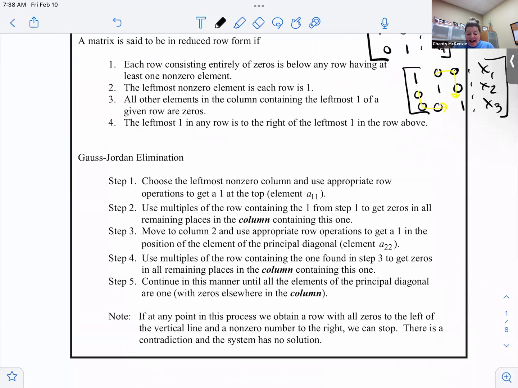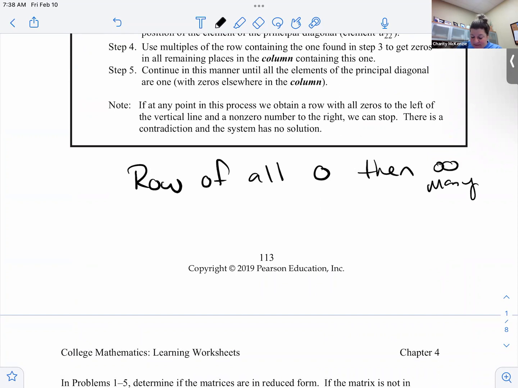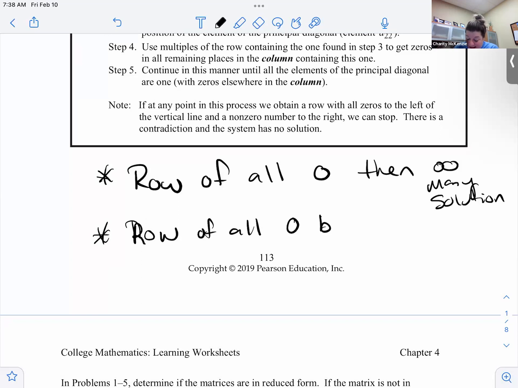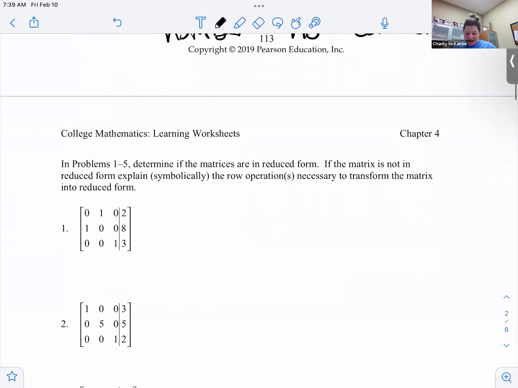So that's our goal. If we have a row of all zeros, then there are infinitely many solutions. That's a little bit harder because they make you write the equation, so we'll definitely do one of those. And if you get a row of all zeros but the last number, you have no solution. We learned that in the last section, but I want to make sure we have that written down. A row of zeros with a number at the very end means zero equals something, and we can't have that.